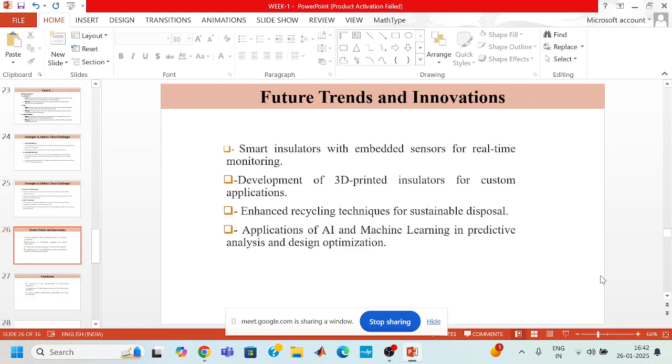So there are some future trends and innovations which are being used in today's scenario, like smart insulators with embedded sensors for real time monitoring, and second is development of 3D printed insulators for custom applications, and third is enhanced recycling techniques for sustainable disposal, and fourth one is applications of AI and machine learning in predictive analysis and design optimizations. These are the future trends and innovations which are being used in today's scenario.